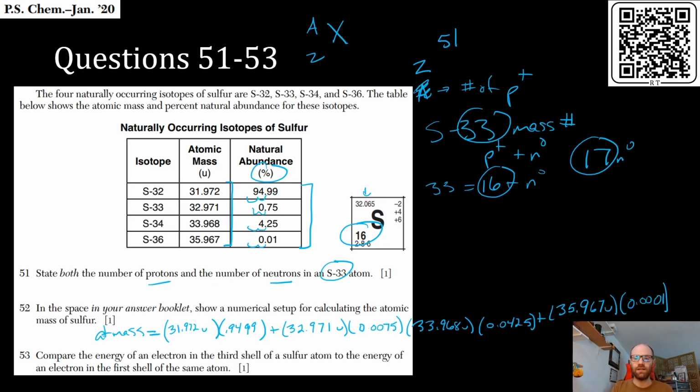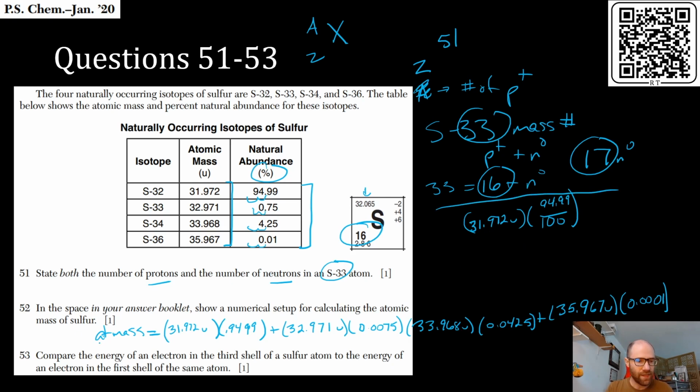And I think the biggest area where there's going to be a pitfall is that after you shift all those decimal places, you have to make sure you record your decimals correctly. Another way to get around that would be to say 31.972 u times 94.99 over 100. If you think that's a safer bet for you to not misplace your decimal point, that's a valid approach as well.